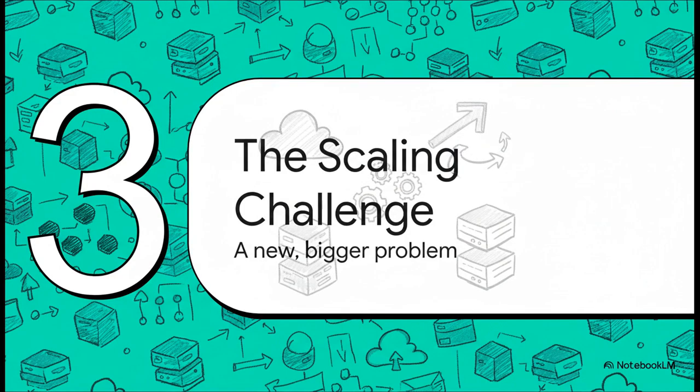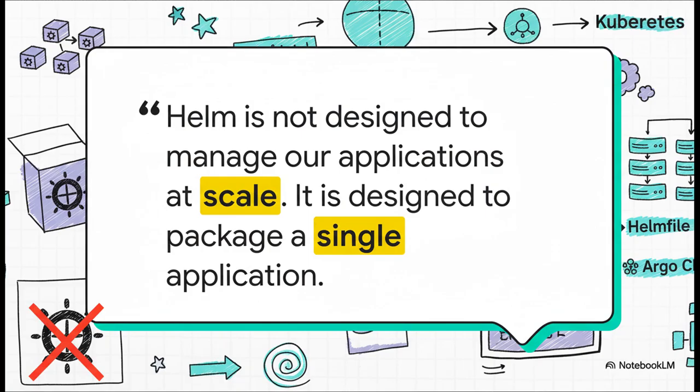But, and you knew there was a but coming, right? Here's the plot twist. As your team grows, as your number of microservices just explodes, Helm's beautiful simplicity starts to show some cracks. See, managing one app is great, but managing dozens of them across a bunch of different environments? That's a whole new kind of headache. And this quote just hits the nail on the head. It captures the issue perfectly. Helm is fantastic at packaging a single application. It was never built to be the grand orchestrator for your entire suite of services running across your entire infrastructure.